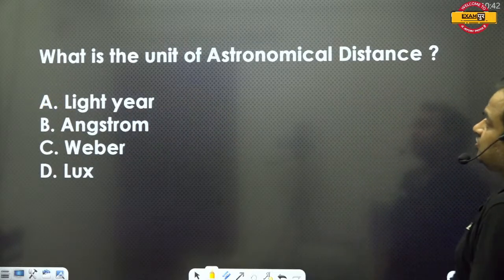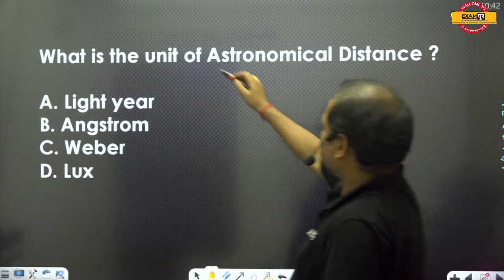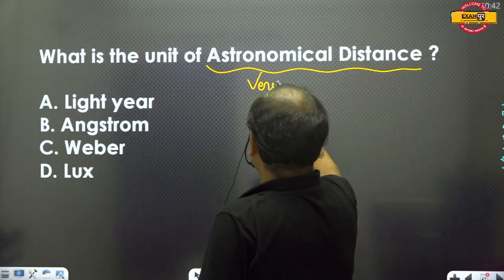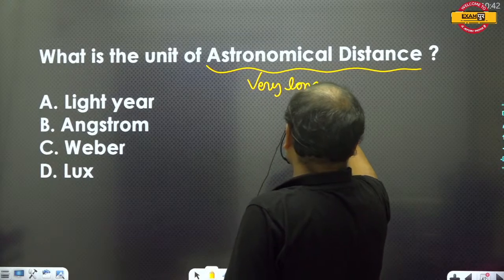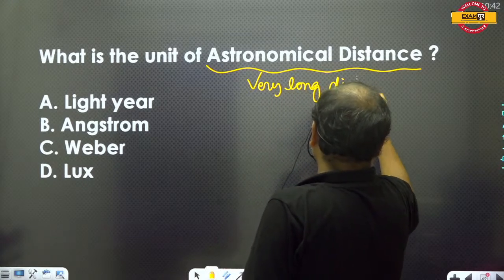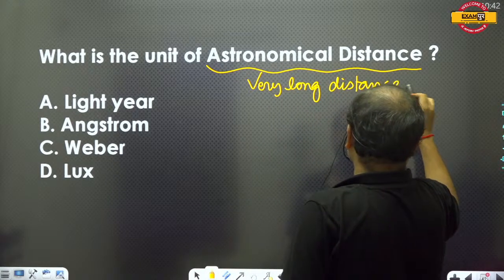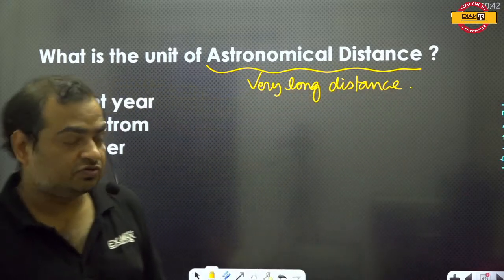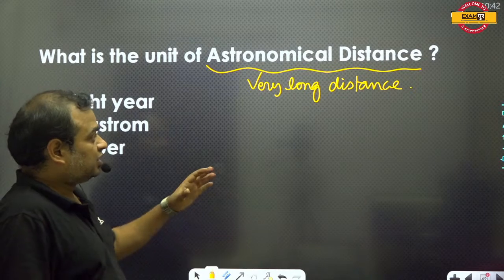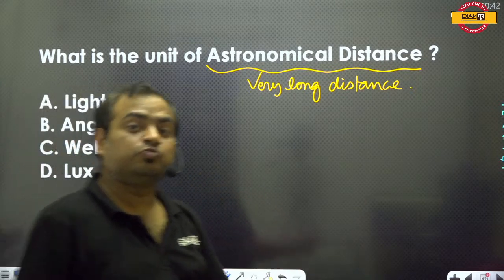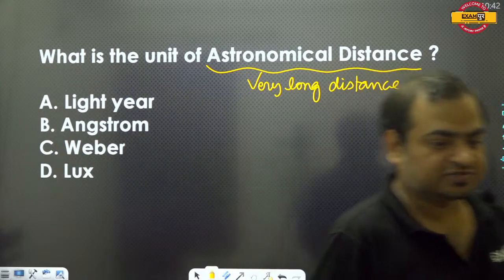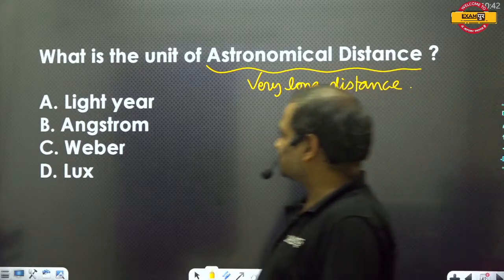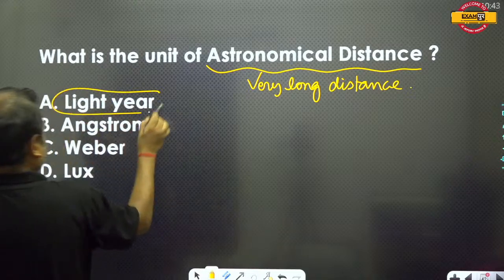So what is the unit of astronomical distance? Astronomical distance is a very long distance. This unit is used to write the distance between two planets. Okay, and that's why we call it astronomical distance, and light year is the correct answer.